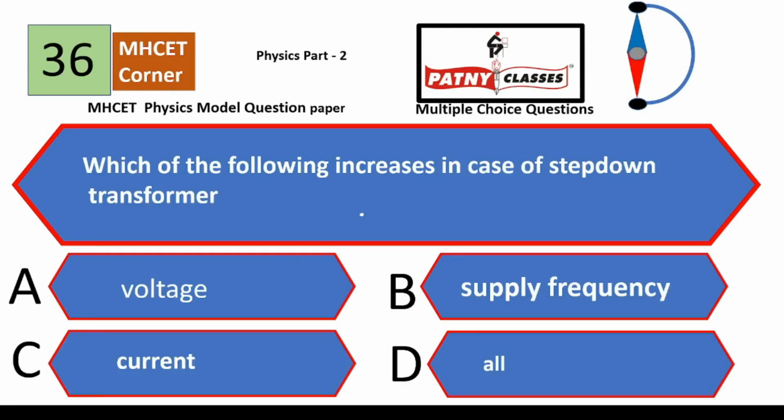Question number 36. Which of the following increases in case of step down transformer? Option A, voltage. Option B, supply frequency. Option C, current. Option D, all.